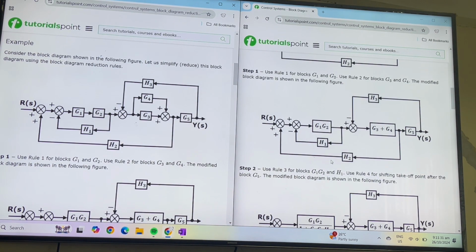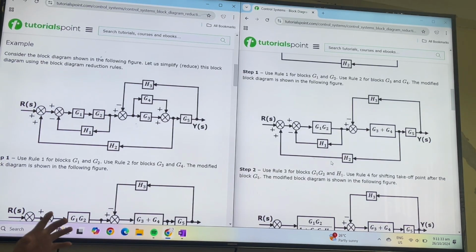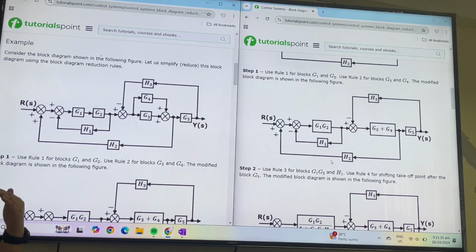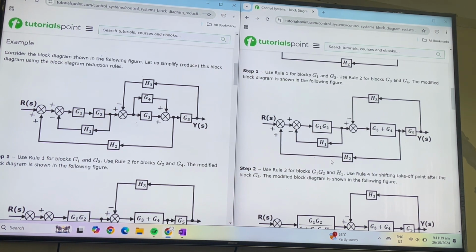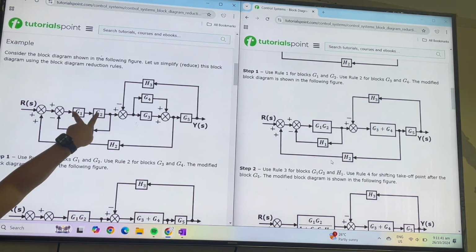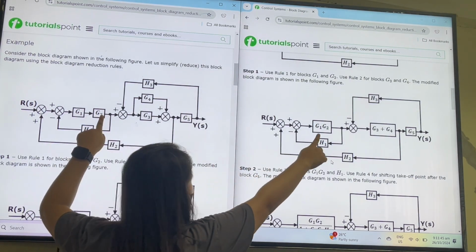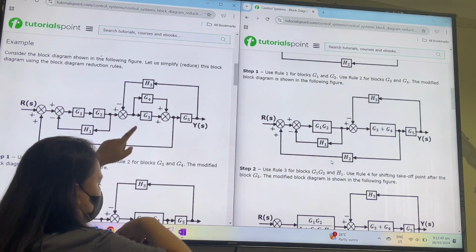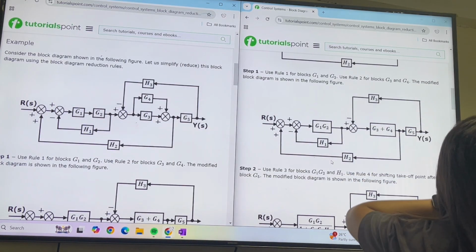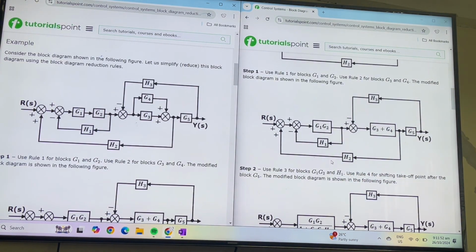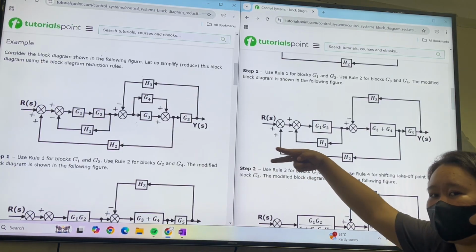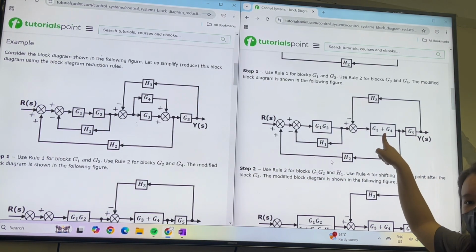Series, parallel, feedback. If you see blocks all in series, simplify. If all in parallel, simplify. If in feedback, simplify. So for this one, series: G1, G2, multiply. Use rule number 2 for blocks G3 and G4. G3 and G4 are parallel with each other, so add.